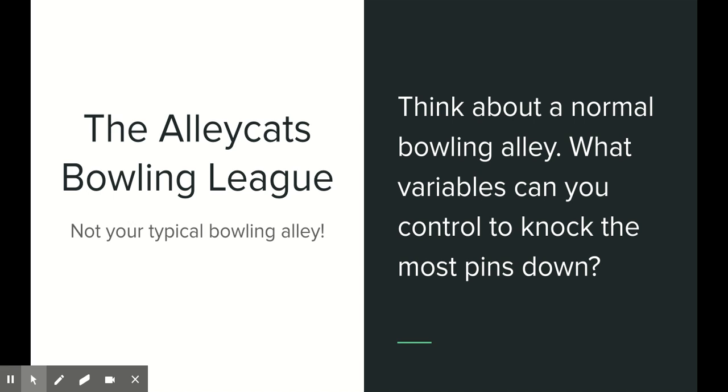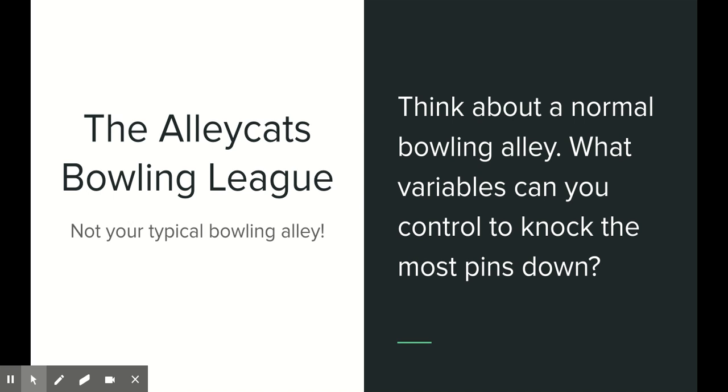So let's talk about the Alleycats Bowling League. So this is not your typical bowling alley. Think about a normal bowling alley. When you're trying to knock down pins, what are some variables that you can control to knock the most pins down? Take a moment and talk about that in class or think about it yourself.